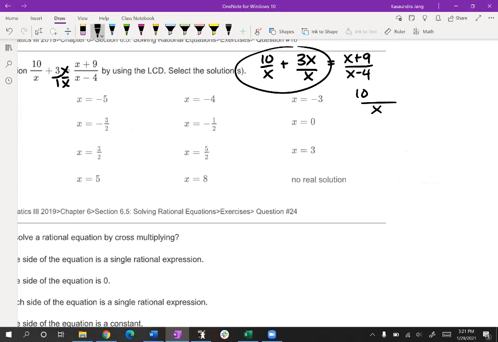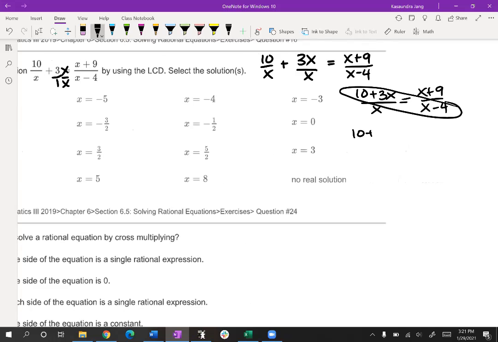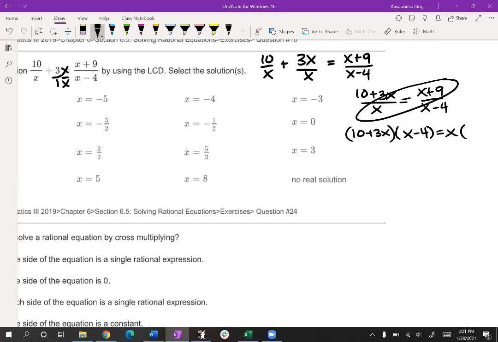I just add the numerators, the 10 plus 3x. Okay, so it is now a single fraction, and the right side is also a single fraction, so I can go ahead and cross multiply. All right, so I get my 10 plus 3x in parentheses, like the entire numerator, multiplied by the entire denominator in parentheses, equals this other x times x plus 9. Don't forget the parentheses.